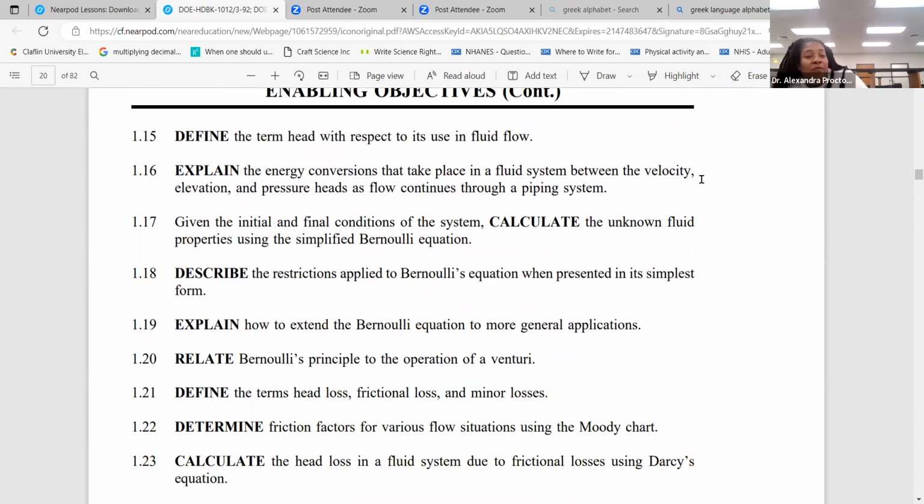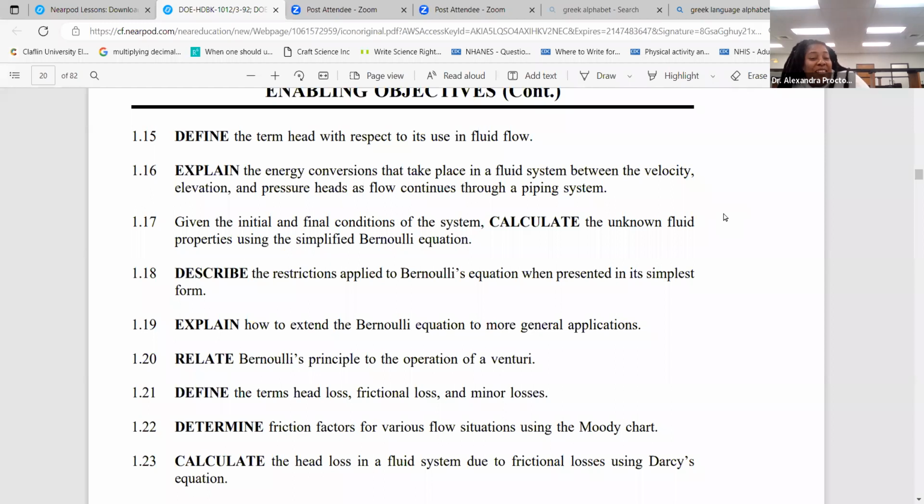Define the term head with respect to fluid flow. Explain energy conversions that take place in a fluid system between velocity, elevation, and pressure heads as flow continues through a piping system. Given initial and final conditions of a system, calculate the unknown fluid properties using the simplified Bernoulli equation. Describe the restrictions applied to Bernoulli's equation when presented in its simplest form.